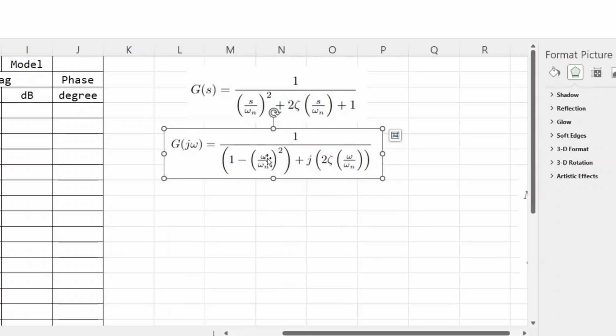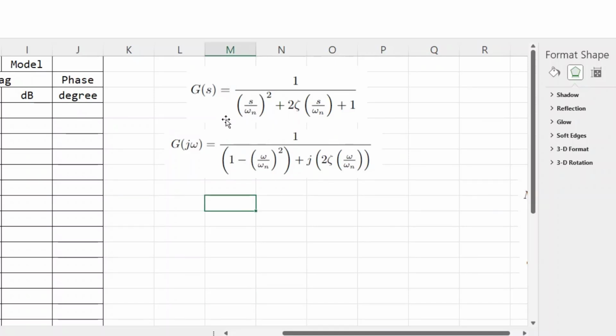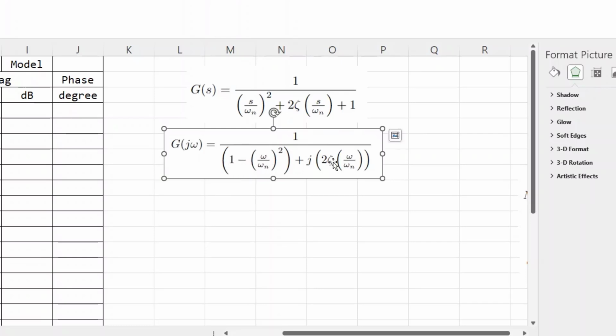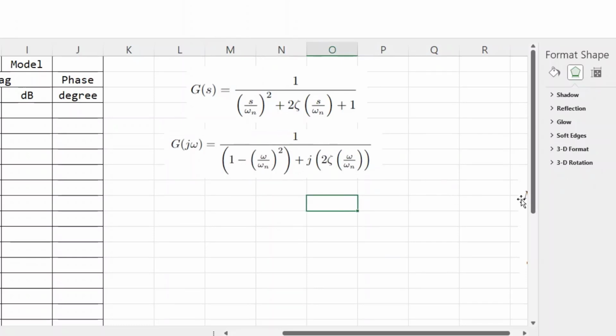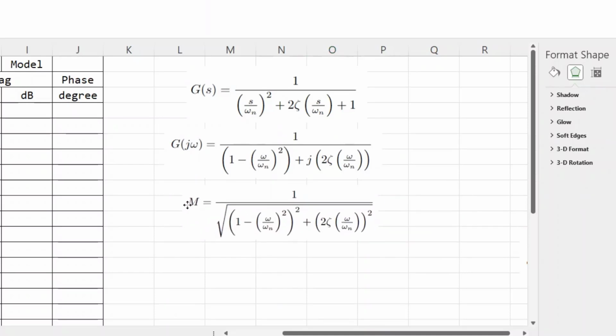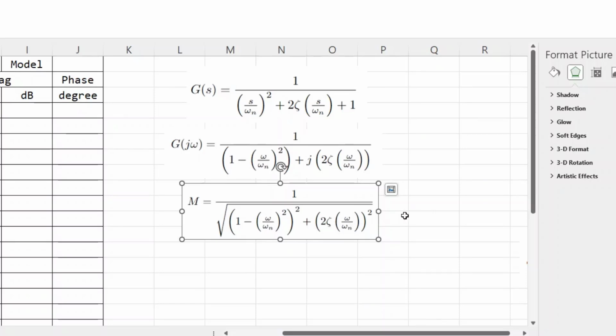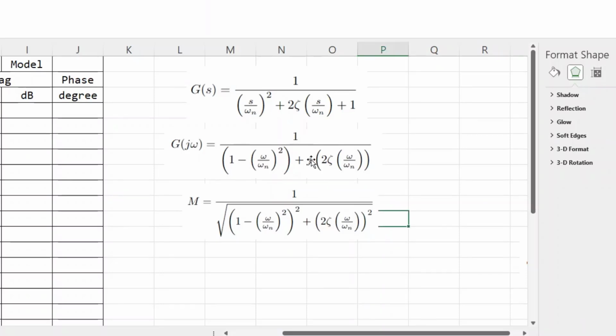Once you plug in j omega as s, this term you square it, j squared becomes -1, and that's how you get this negative over here. So now we have the real part here and the imaginary part over here. To get the magnitude, it's the magnitude of the numerator divided by the magnitude of the denominator, and the magnitude of a complex number is the square root of the real part squared plus the imaginary part squared. Remember that it's just the part, so you shouldn't put the j over here.